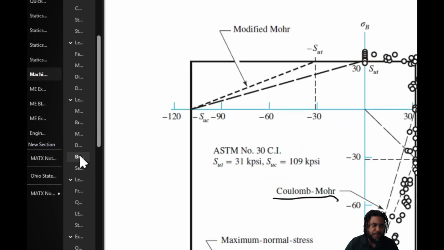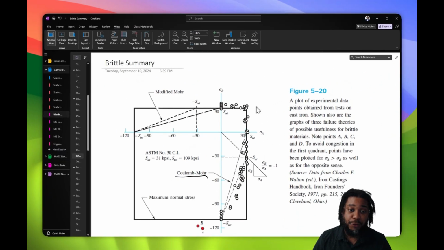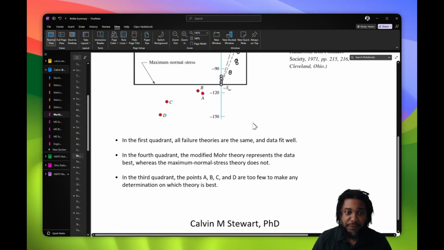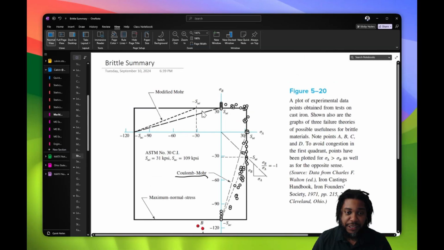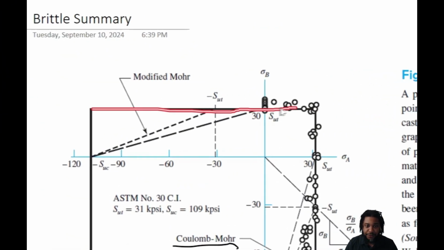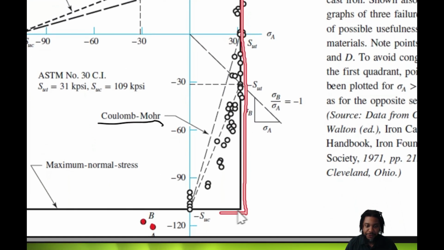So now let's look at our brittle summary. For brittle failure, this is defined by the tensile strength of a material. So this is literally when rupture or failure occurs in a structure. We have three equations that we've developed. The first one that we have is the maximum normal stress theory, this nice rectangle.